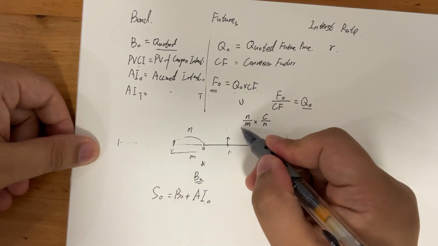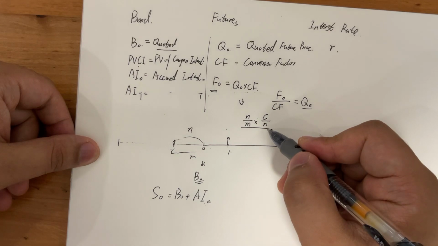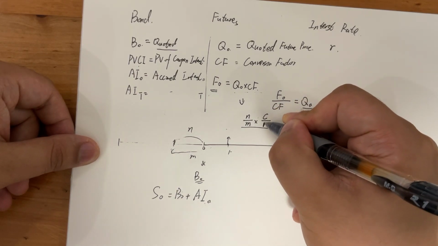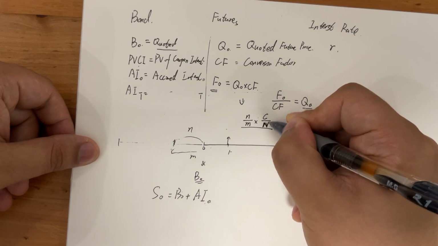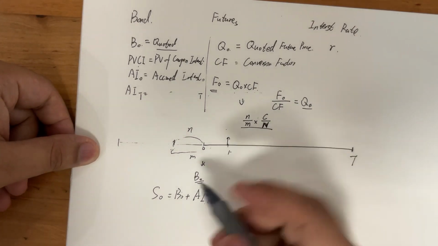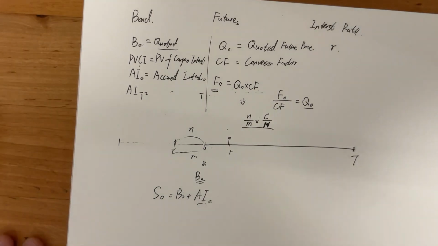I'm going to use N. So okay, it's not supposed to be N. Maybe let me use the capitalized N, just to differentiate things. All right. So basically, that's how you calculate accrued interest.